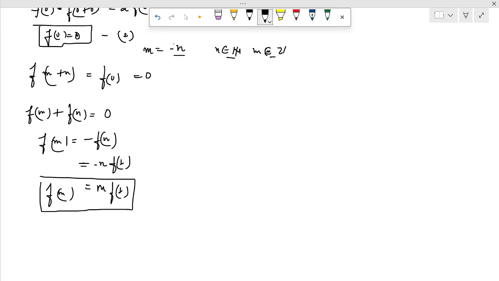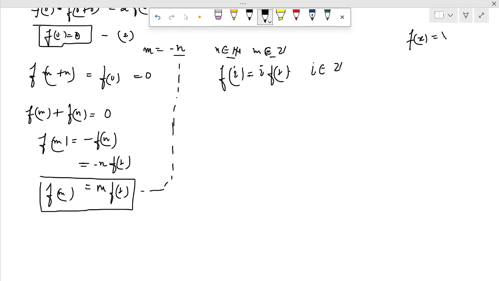So if I want to take negative integer values, then this is also true. So for all positive integers and negative integers, for every integer I can write f(i) is equal to i times f(1), where i belongs to the integers. For integers, we've proven it. We want to prove that f(x) is equal to lambda times x. Here lambda is nothing but f(1).